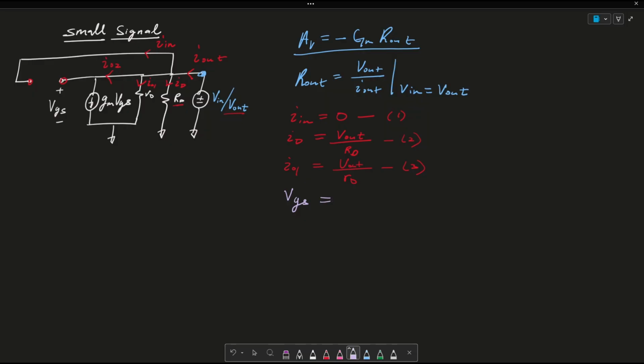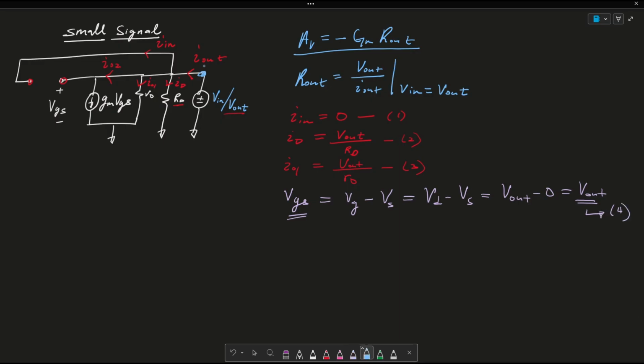Lastly, I want to write an equation for VGS. VGS is VG minus VS, and we said that VG is the same voltage as the voltage at VD. So this is going to be VD minus VS. We know that VD is equal to Vout, and VS is simply 0 because it's connected to ground. So this just becomes Vout. VGS is equated to Vout, and I'm going to call this equation number 4.